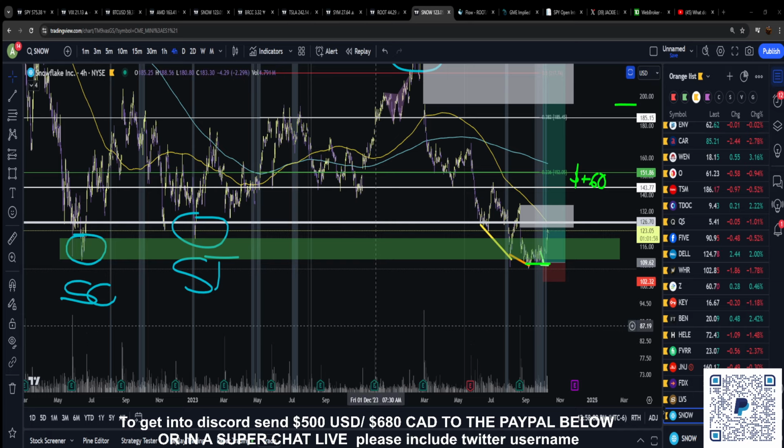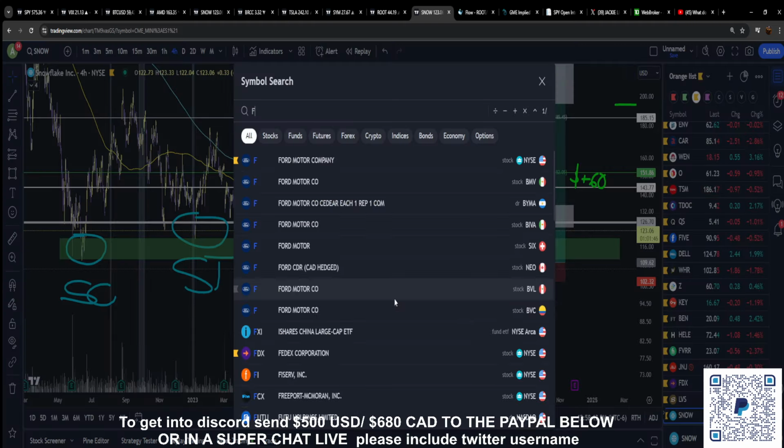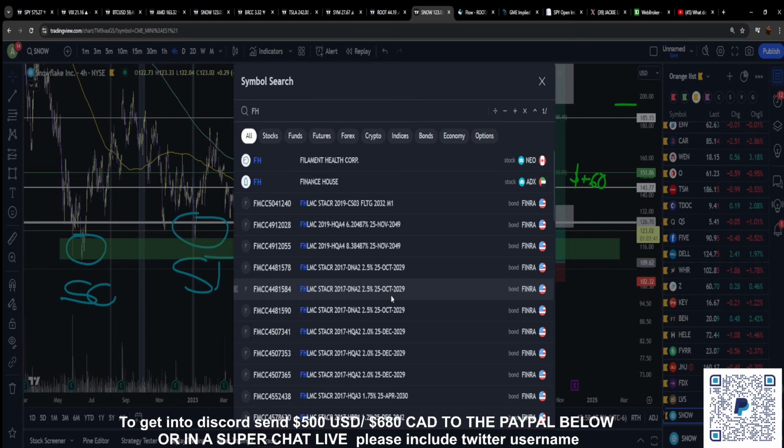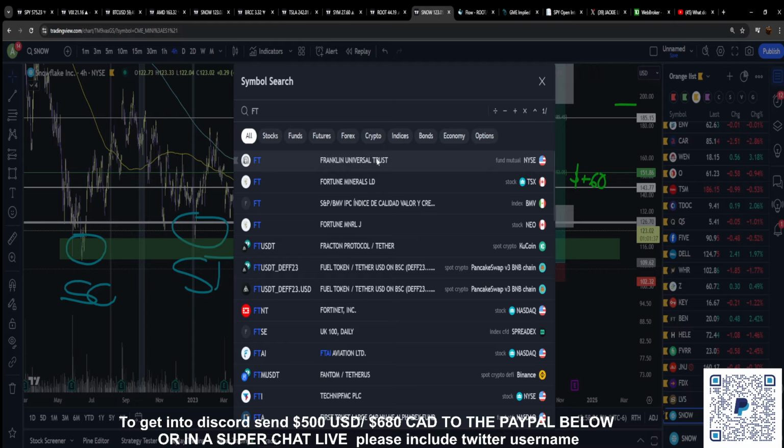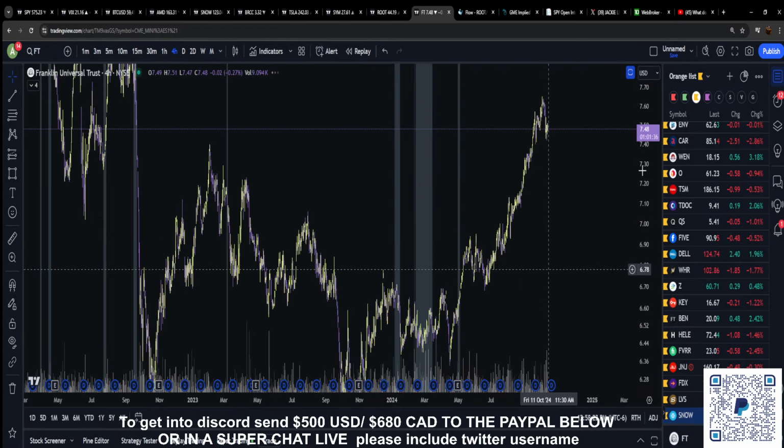And as simple as possible is just literally, guys, let me pick. I'll just type in random letters. We're going to pick a random stock, and I'll show you. Let's start with F, and then let's do H. Let's see if anything comes up. No, let's try FT. Okay, Franklin Universal Trust. Perfect. Okay, look here, easy.